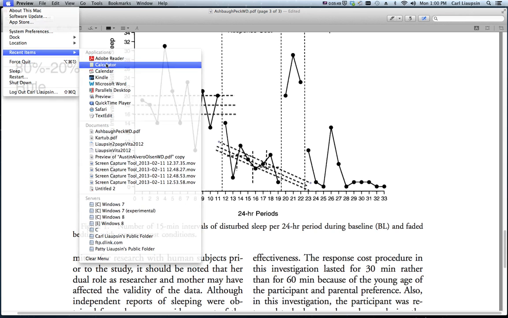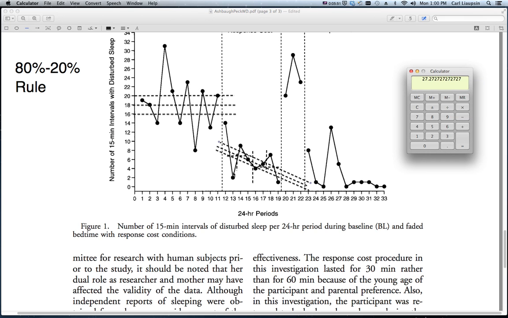So let's get our calculator. And we have 1, 2, 3, 4, 5, 6, 7, 8. So out of 8, we have 3 data points divided by 8 times 100, 37.5.